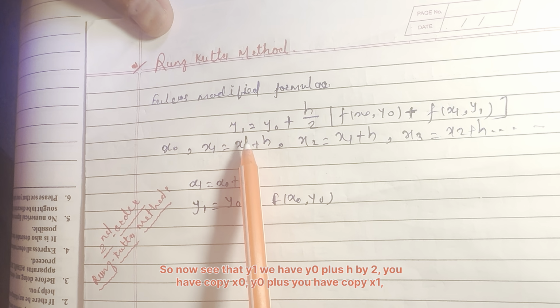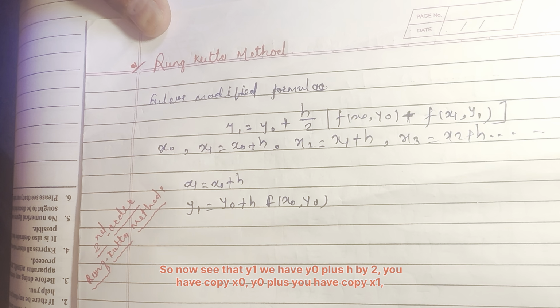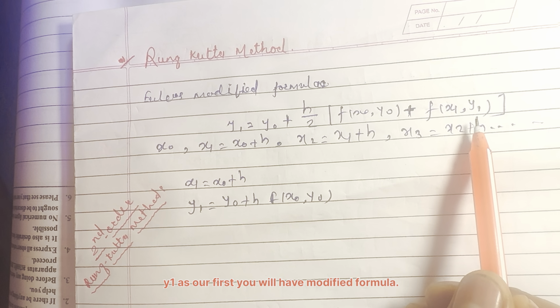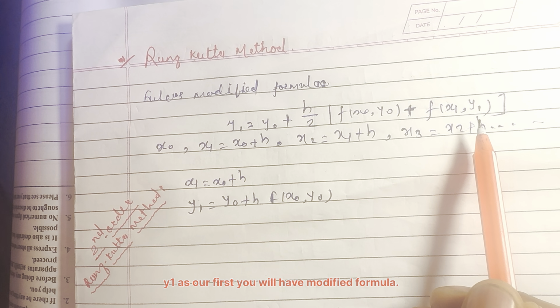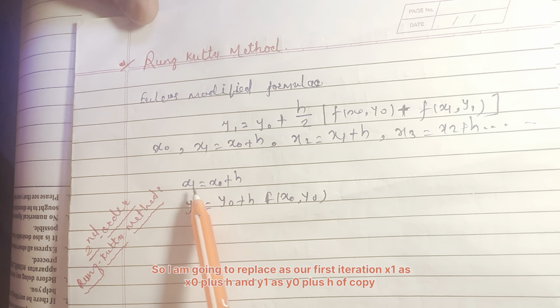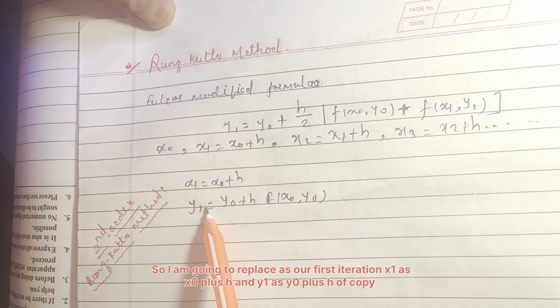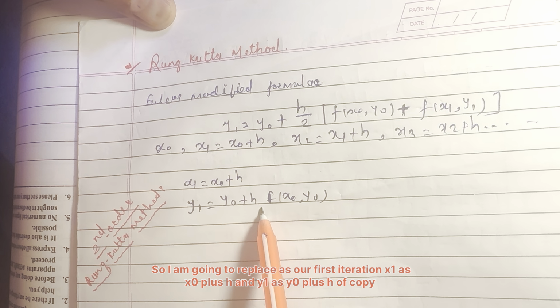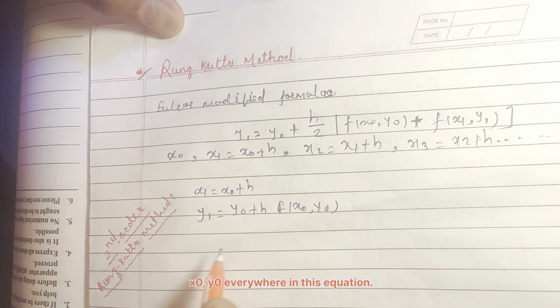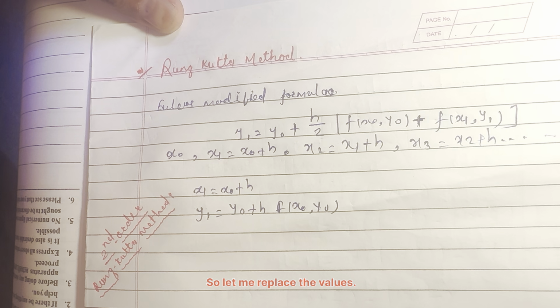So now see that y1 we have y0 plus h by 2 f of x0, y0 plus f of x1, y1 as our first Euler modified formula, okay? So I'm going to replace, as our first iteration, x1 as x0 plus h and y1 as y0 plus h f of x0, y0 everywhere in this equation, okay? Yes. So let me replace the values.